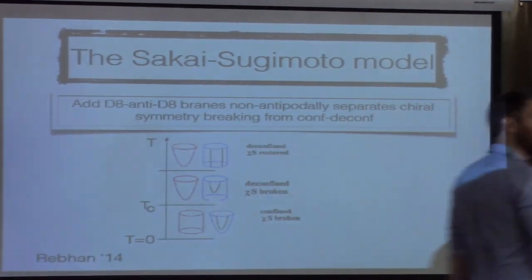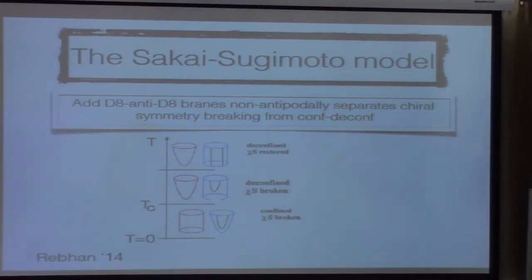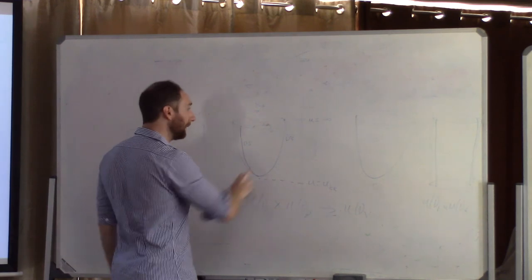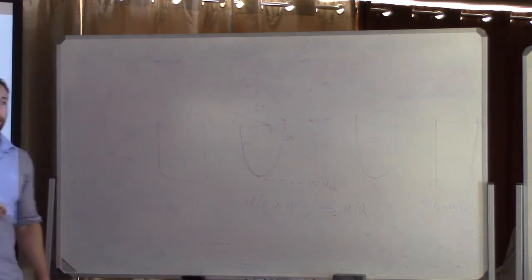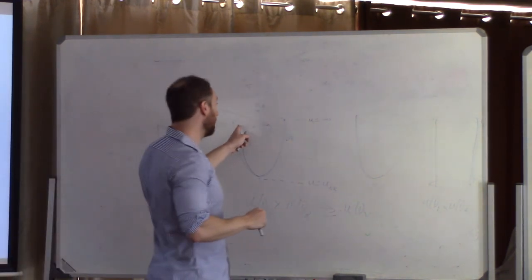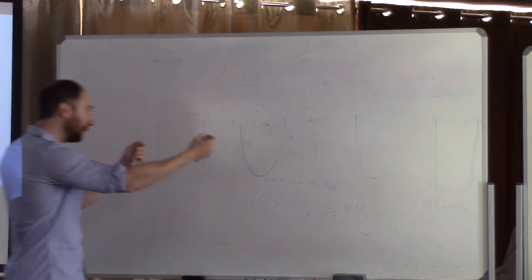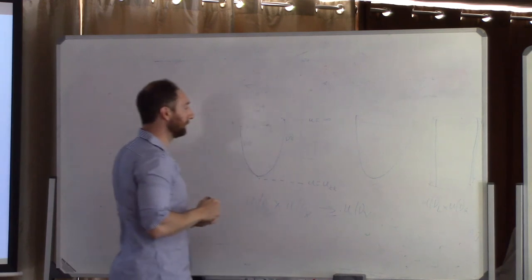So it turns out that when we have these antipodally, that is to say, sitting at opposite sides of this circle, these are the only options. And in fact, this corresponds to turning on zero mass quarks. When they're antipodal, the quark masses are zero.